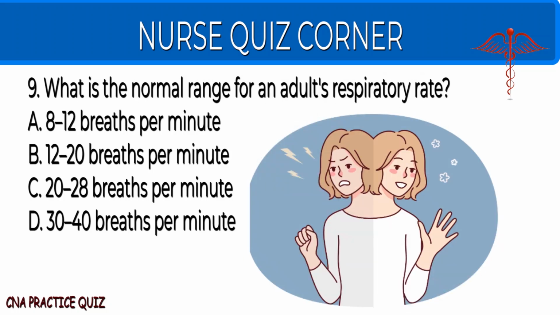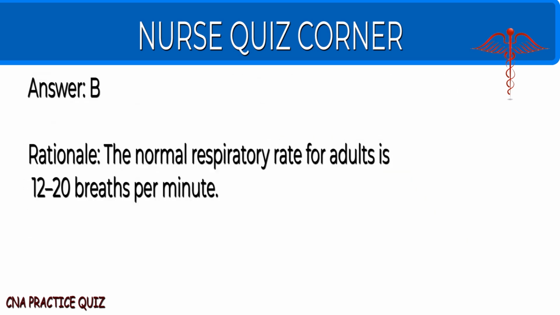9. What is the normal range for an adult's respiratory rate? A. 8 to 12 breaths per minute. B. 12 to 20 breaths per minute. C. 20 to 28 breaths per minute. D. 30 to 40 breaths per minute. Answer B. Rationale. The normal respiratory rate for adults is 12 to 20 breaths per minute.